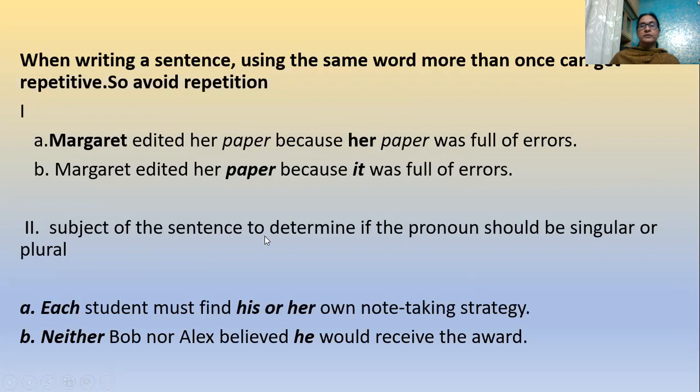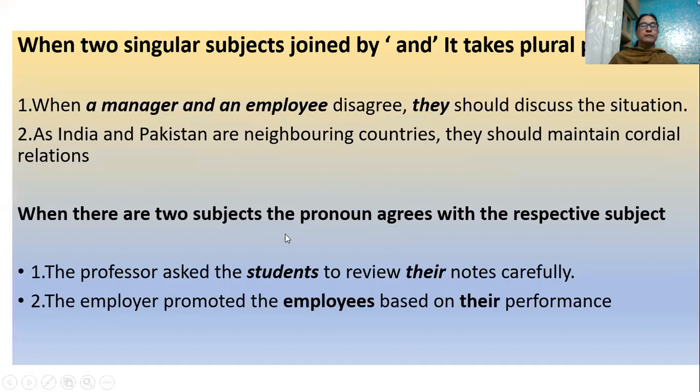Look at the subject of the sentence to determine if the pronoun should be singular or plural. Always we have to know if the noun or subject is singular, then we use singular, and if it is plural, we use plural. See here, Margaret and paper. Margaret is a person, so we used her. Paper is not a person, it is an inanimate object, so I am using it. Depending on that, we have to choose the right pronoun.